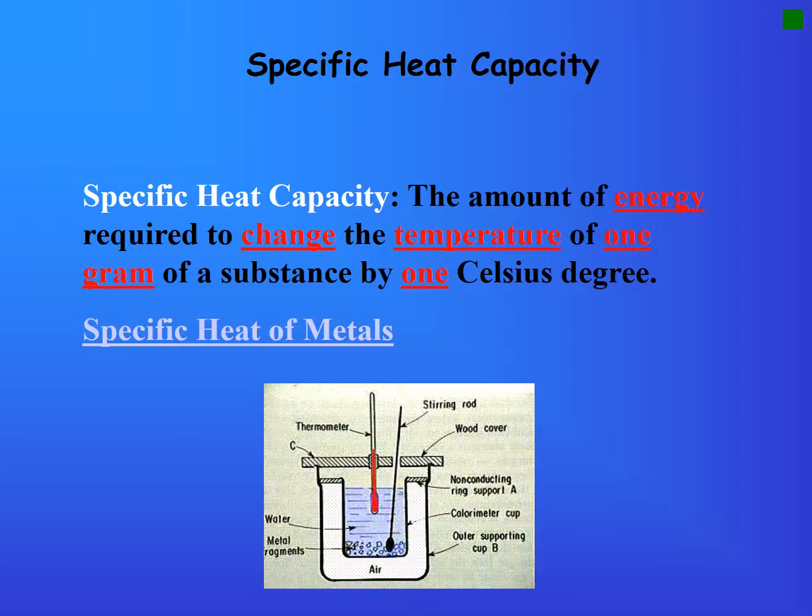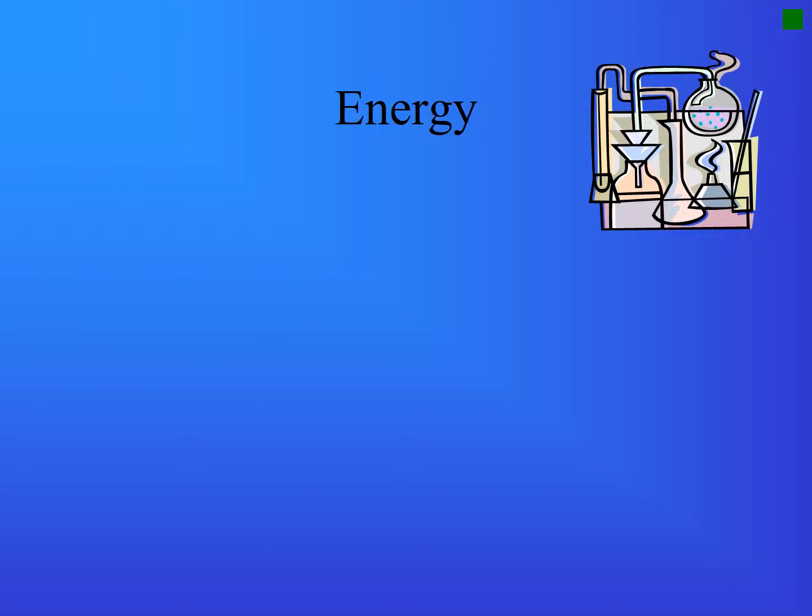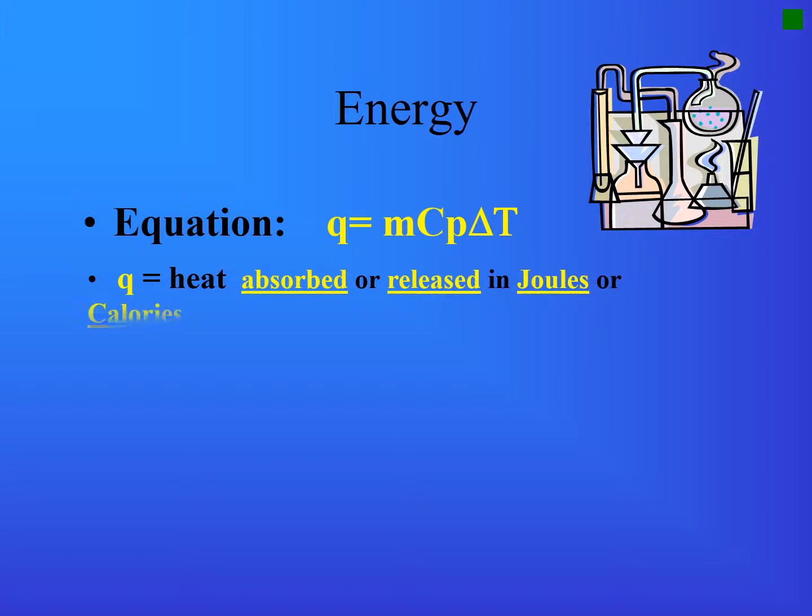So specific heat capacity, the actual definition, is the amount of energy required to change the temperature of 1 gram of a substance by 1 Celsius degree. The equation we use is Q = mCp ΔT. Delta T is that change in temperature. Q is the heat absorbed or released in joules or calories.